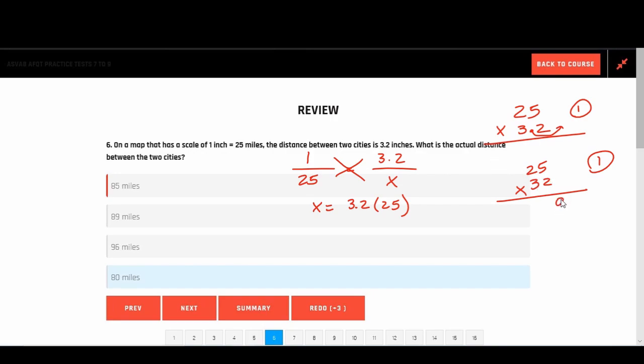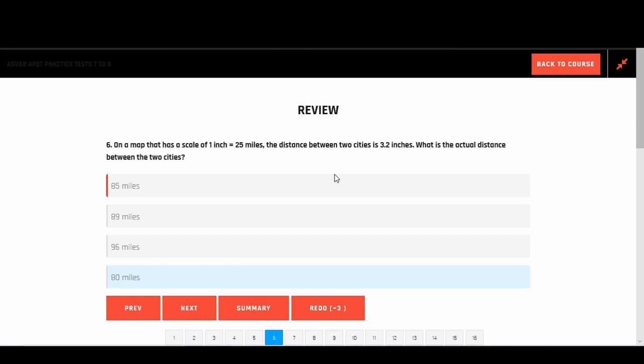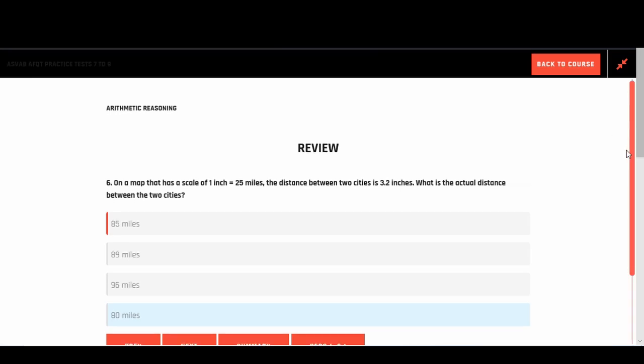5 times 2 is 10, carry the 1. 2 times 2 is 4, plus 1 is 5, add a 0 since we're starting this number. 5 times 3 is 15, carry the 1. 2 times 3 is 6, plus 1 is 7. Let's add 0 plus 0 is 0. 5 plus 5 is 10, carry the 1. 7 plus 1 is 8, shift our 1 decimal back in. So we can see that 3.2 times 25 is the equivalent of 80 miles, which is right there. So again, we solved this one using a proportion, and that was that. So let's go ahead and move on to the next one.